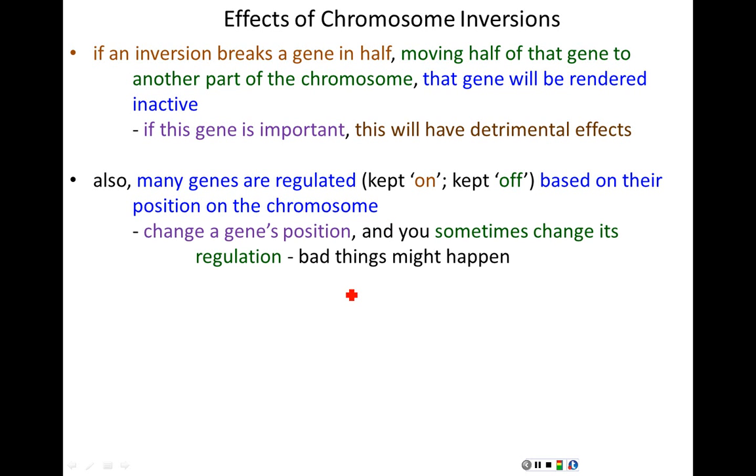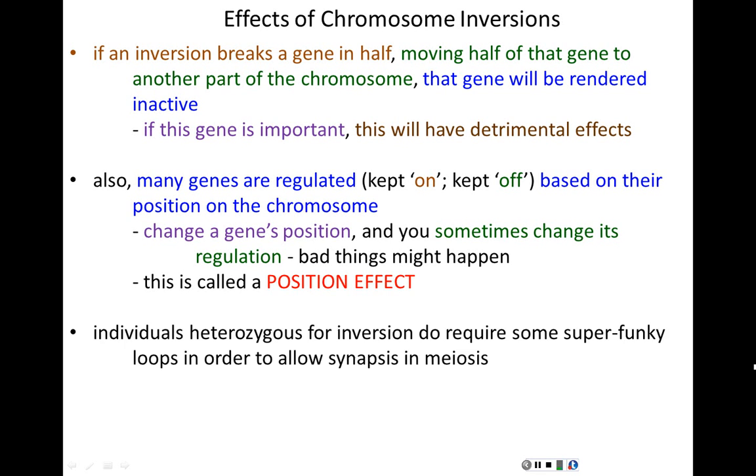Once you change a gene's position on the chromosome, you can also change its regulation, meaning you're now making protein from that gene when you shouldn't be, or you aren't making protein from that gene when you should be, and that often results in bad things. We refer to this as the position effect, where the position of the gene on the chromosome affects its function. Now keep in mind, the sequence of that gene is unchanged. It's just where it lies on the chromosome that has changed. But that change in position affects the regulation of the gene.